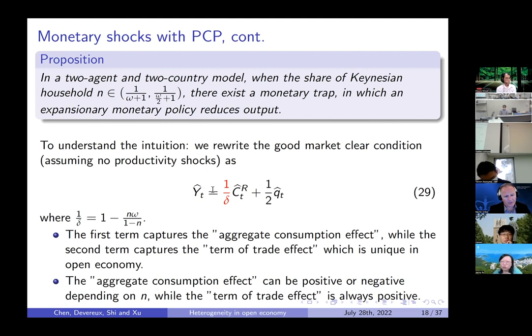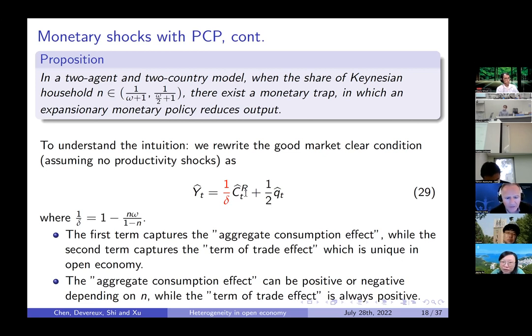If we rewrite the goods market clearing condition, we get equation 29. And this C_t^R is the one where, when there is an interest rate cut, consumption is going to increase. The first term captures the aggregate consumption effect. In the open economy we also have this second term, which is unique to the open economy and different from the closed economy model. The second term is called the terms of trade effect.